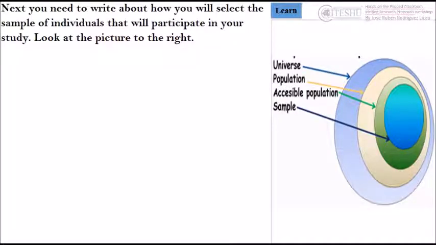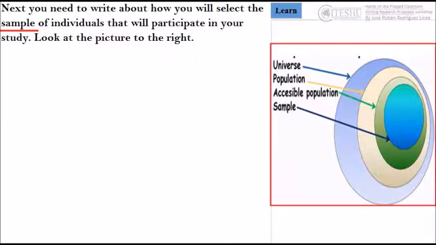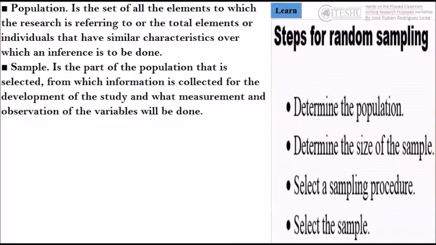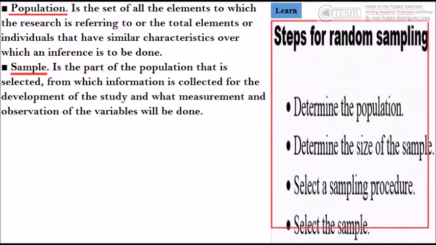Next you need to write about how you will select the sample of individuals that will participate in your study. Look at the picture to the right. Population is the set of all the elements to which the research is referring, or the total elements or individuals that have similar characteristics over which an inference is to be done. Sample is the part of the population that is selected, from which information is collected for the development of the study and on which measurement and observation of the variables will be done.